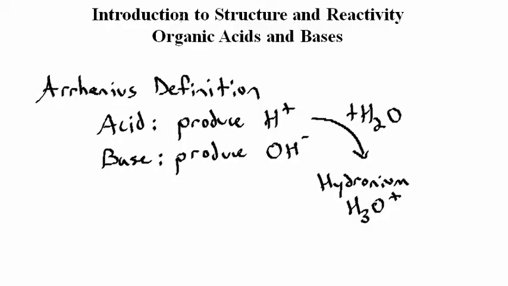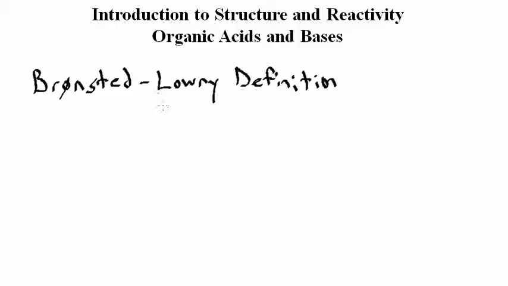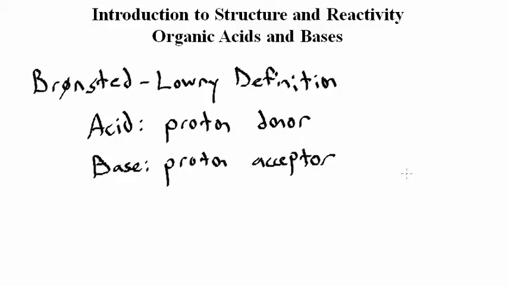This Arrhenius definition of an acid and a base is still valid and useful today as long as we're talking about aqueous solutions, but we can expand the definition to incorporate a more general class of molecules. Thus, we have the Bronsted-Lowry definition of acids and bases. A Bronsted-Lowry acid is a proton donor, and a Bronsted-Lowry base is a proton acceptor. By this definition, an acid-base reaction is a proton transfer reaction.